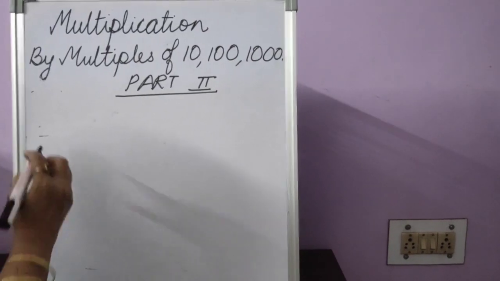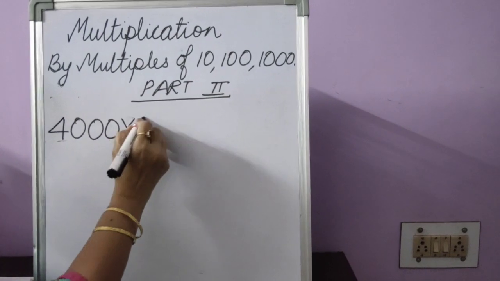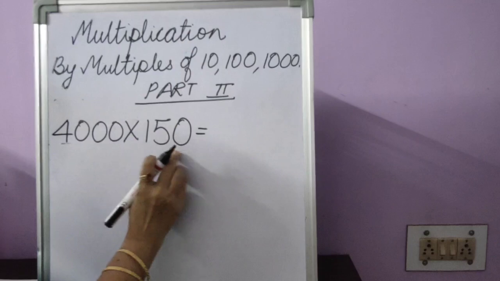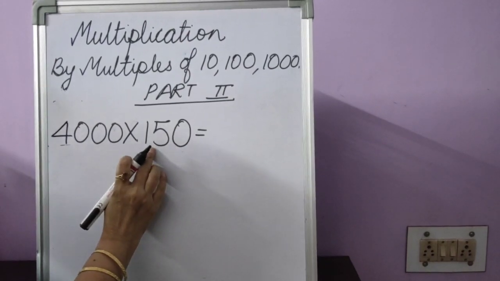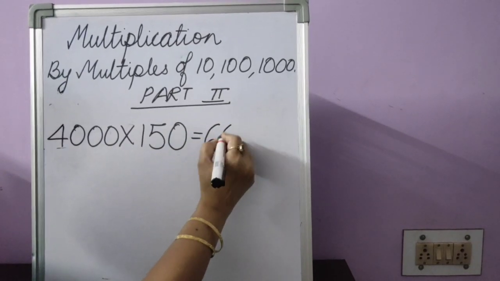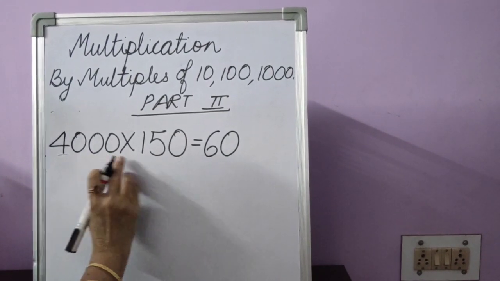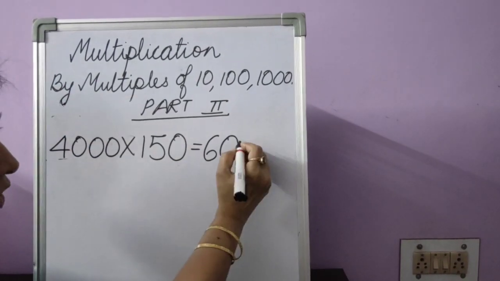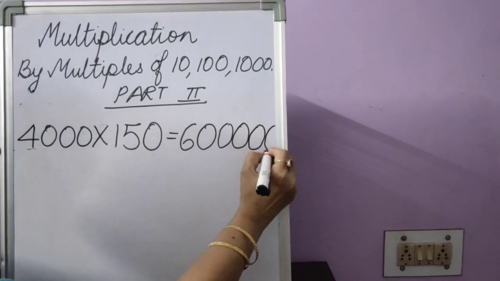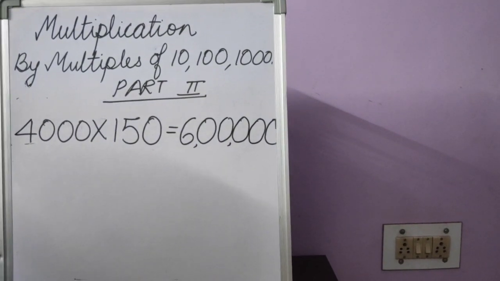Okay? Now suppose your sum is 4000 multiplied by 150. Okay? Leave out the zeros. So, table of 15, if you know it, well and good. 15 fours are 60. And how many zeros have we left out? 1, 2, 3, 4. Now add 4 zeros in front of your answer 60. So 1, 2, 3 and 4. Put in your commas. This your answer is 6 lakhs.